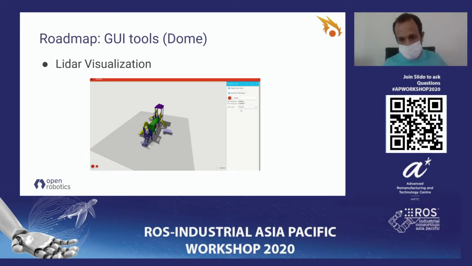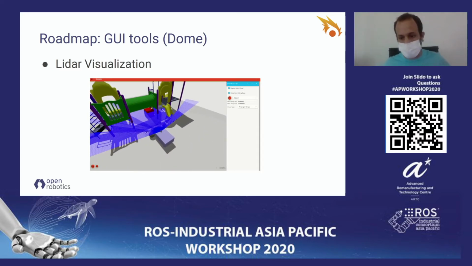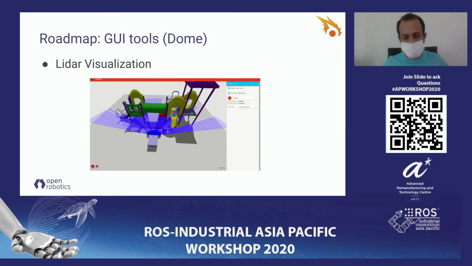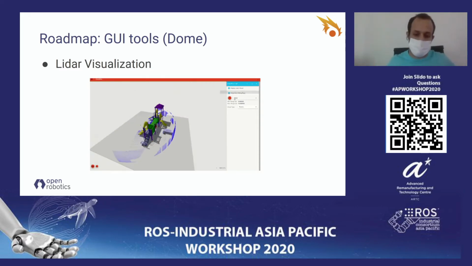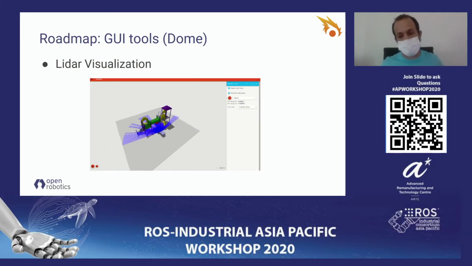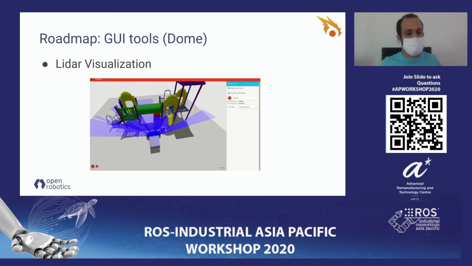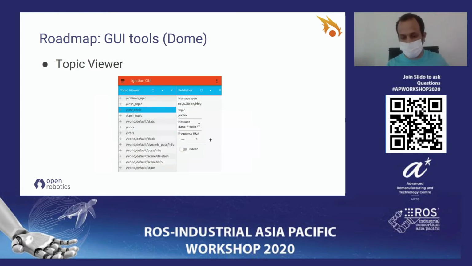There's also LiDAR visualization, and basically this adds a new type of sensor to the Ignition rendering library. It extends the capability of the laser visual that came from Gazebo, and it has some enhancements, like you can select by right-clicking on an object, or new visuals like points or ray lines.